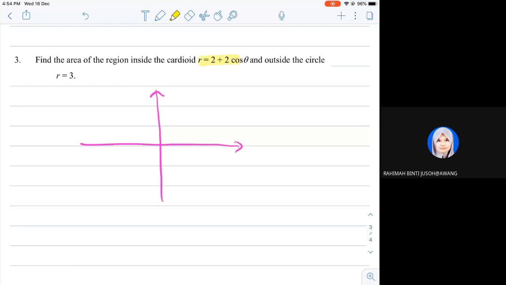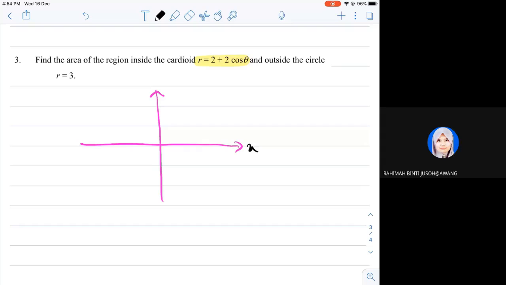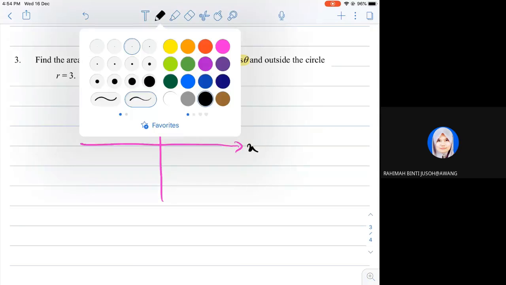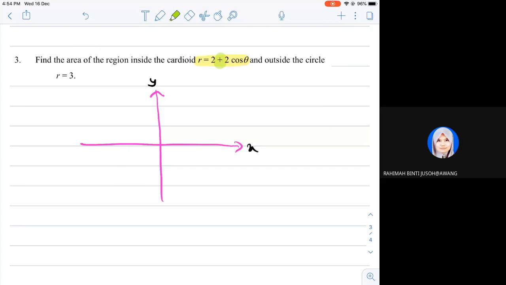Okay, we have r equals 2 plus 2 cos theta, a cardioid. This graph should be symmetric to which axis, x or y? X axis, okay, because we have cos. All right, and then we have plus. Plus means right or left? Right, okay, good. So we have this.